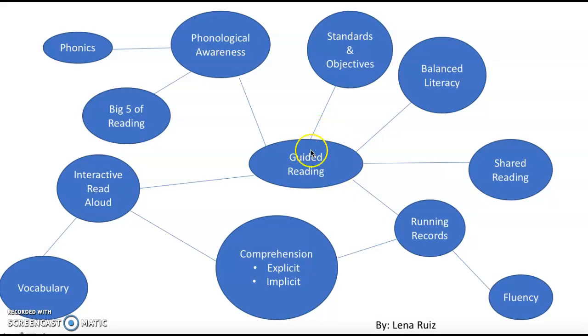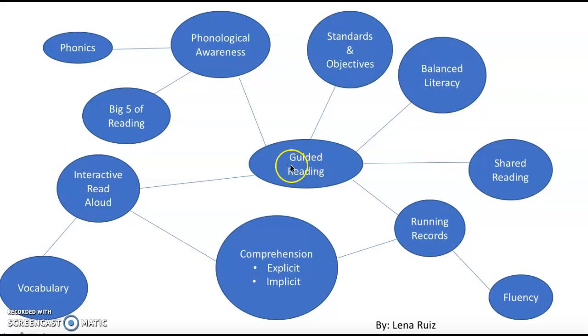So from guided reading, I directly went straight to standards and objectives because with guided reading, you have to have those standards and objectives in place so you know what you need to teach and what your students need to know and what they should be getting. So I feel like that was very key to put straight to guided reading. I also put balanced literacy straight to guided reading just because that is another approach, just as well as shared reading, which is another approach to guided reading.